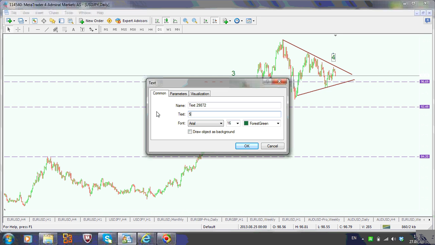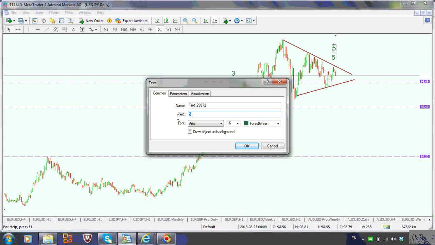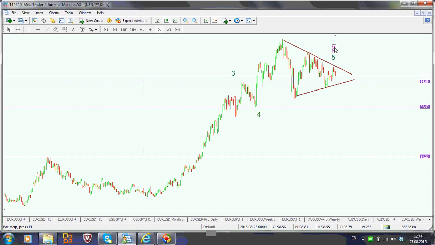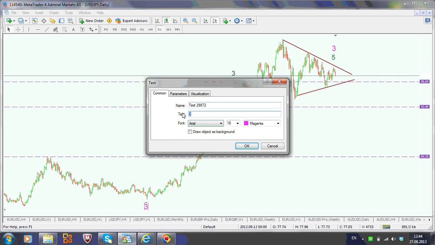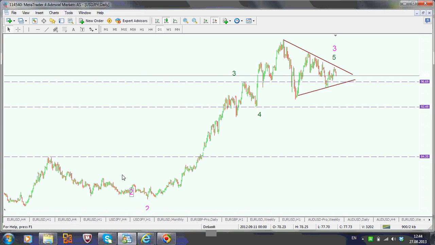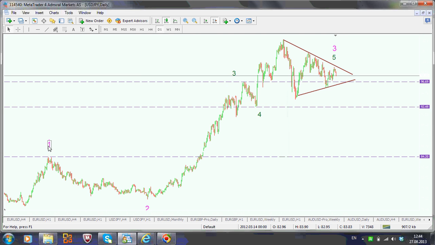Now, from this moment of time, this being the fifth wave, the whole structure here, 1, 2, 3, 4, 5, will actually only be the end of the third. Let's make it third wave and of a higher degree. And because of that, that would make a second wave to end right here. And there you go. You have a 1, 2, 3, 4, 5 structure to the upside. So one would be here. Okay, so 1, 2, and the third wave to be done here.